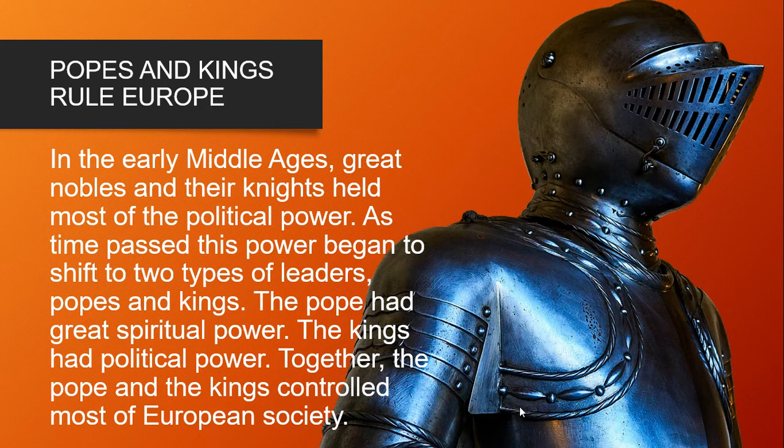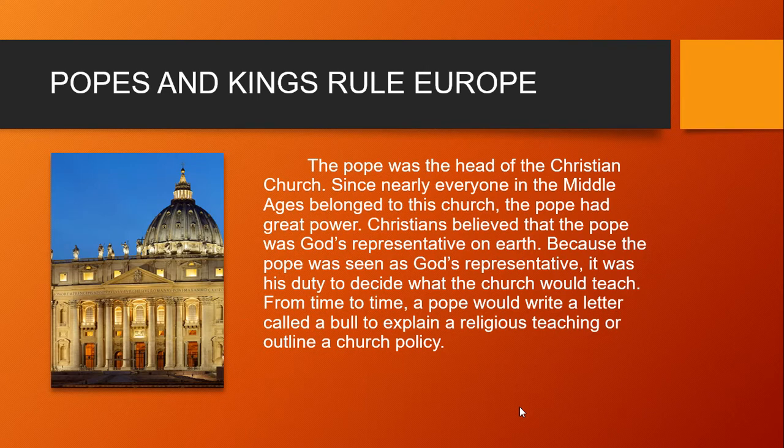In the early Middle Ages, great nobles and their knights held most of the political power. As time passed, this power began to shift to two types of leaders, the popes and the kings. The pope had great spiritual power, while the kings had political power. Together, the pope and the kings controlled most of European society. Popes and kings rule Europe.